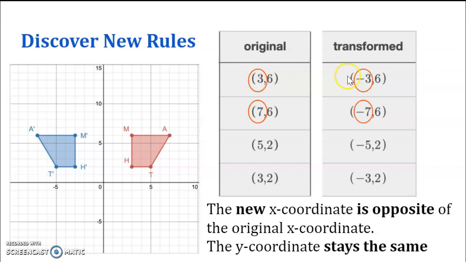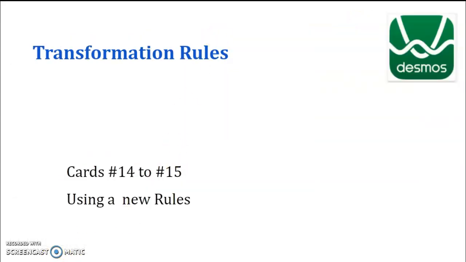Okay, it's the x coordinate that became its opposite, while the y coordinate stayed the same when it was reflected over the y-axis. So keep that in mind. And so the rule we can say is x became the negative version of the old x, and y stayed the same. Y was y after the transformation. All right, so now you're going to be working on card number 14 to 15.